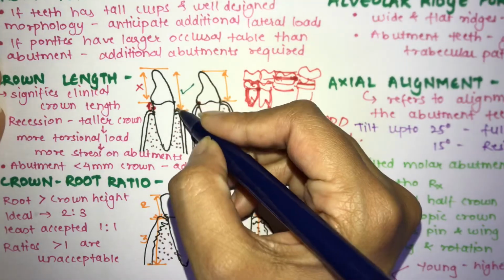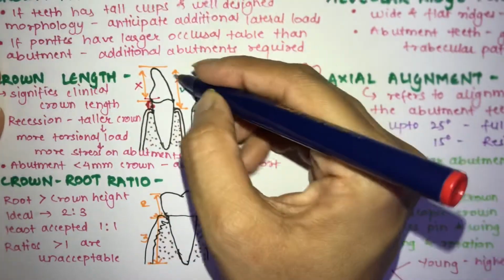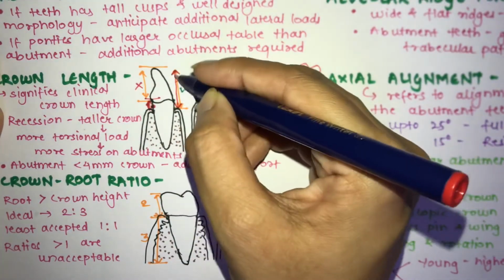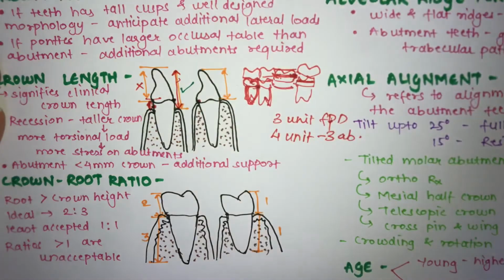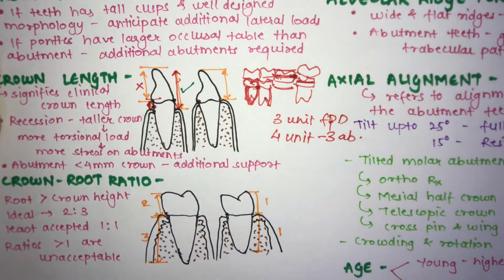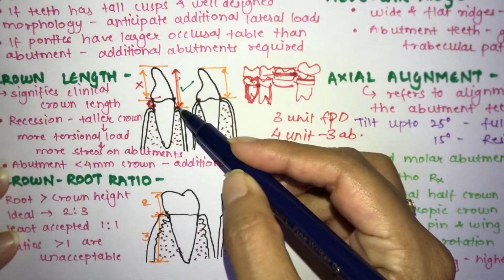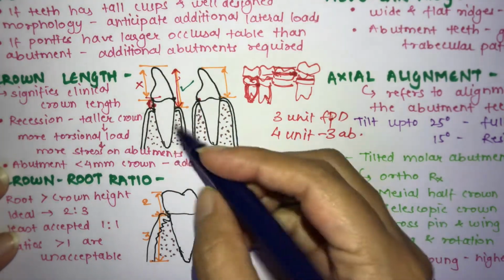So you have to consider that, and not just the crown which you can see above the CEJ. You have to consider everything which you can see, even if it is below the CEJ. Your crown length signifies the clinical crown, what you can clinically see. So if there is recession, that means they have a taller crown with compromised root support.